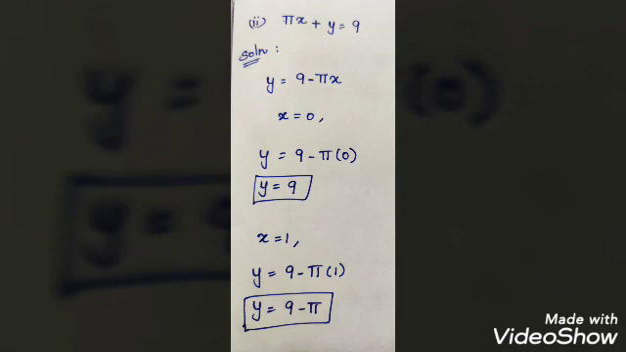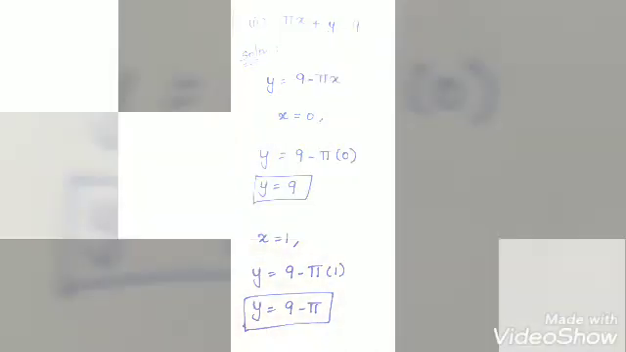Next your second subdivision: pi x plus y equal to 9. First keep the y here. So y equal to 9, and this plus pi x will go to that side as minus pi x. First we are substituting x equal to 0. So y equal to 9 minus pi into 0. 0 into anything will give you 0. So y equal to 9. Next x is equal to 1. So y equal to 9 minus pi into 1, in the place of x we are putting 1. So y equal to 9 minus pi. Is it clear? X equal to 0, we get y equal to 9. X equal to 1, we get 9 minus pi.